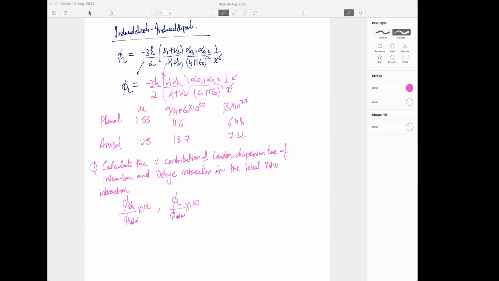Did you get that? Yes. What's the answer? I haven't found the complete answer till now, but I have found the Debye interaction for the phenol. It was found to be 0.08024, 0.08. Up to that, okay? Okay, sure.